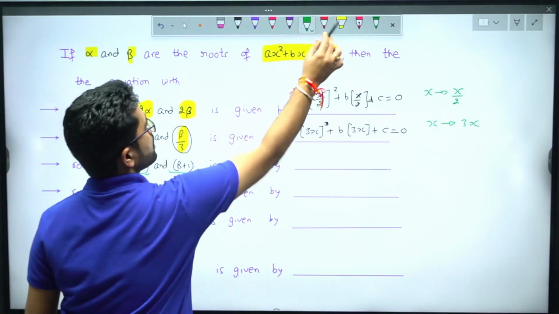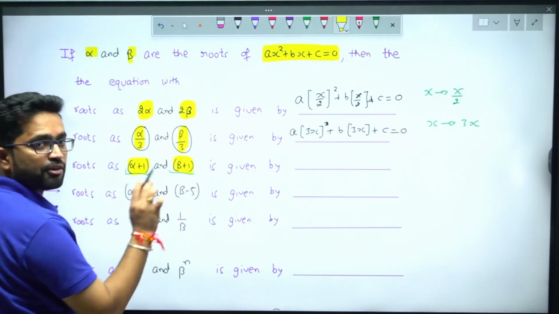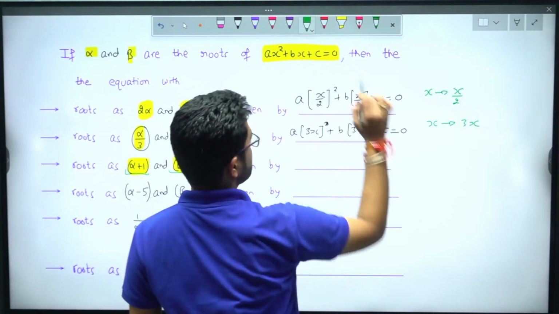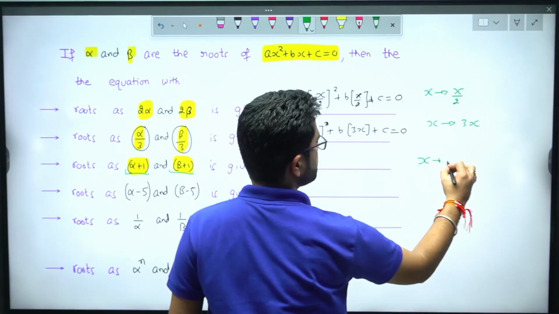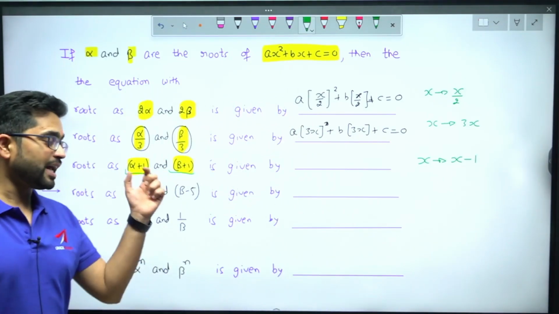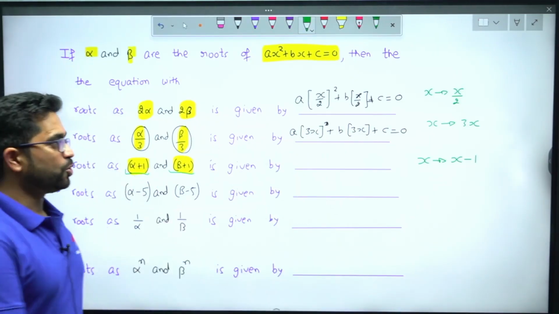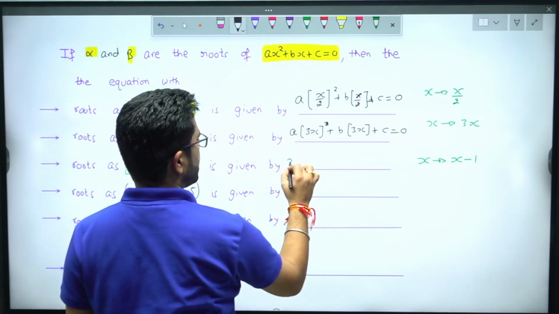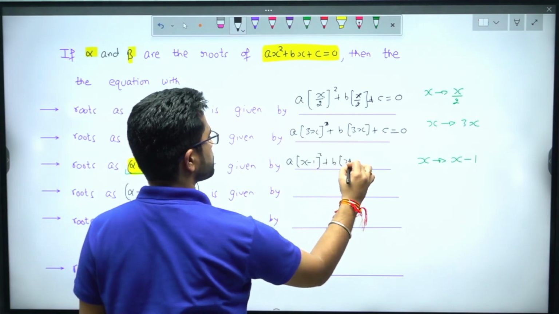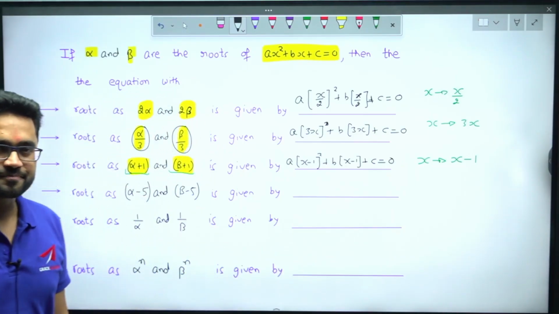If roots are added with 1, alpha and beta change as alpha plus 1, beta plus 1. What would be the desired change here? Yes? Anyone? In this case, you will change x with x minus 1, going for the reverse operation, because you are adding 1 to the roots. So you will subtract 1 from x. Okay, so the desired equation would be a times (x minus 1) whole square plus b times (x minus 1) plus c equals 0.